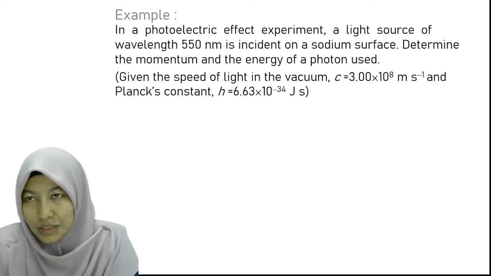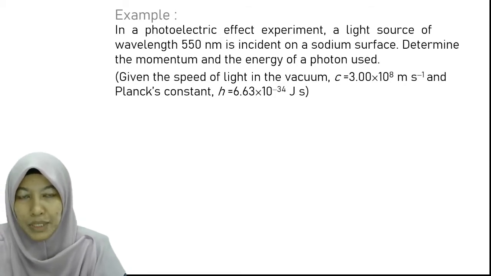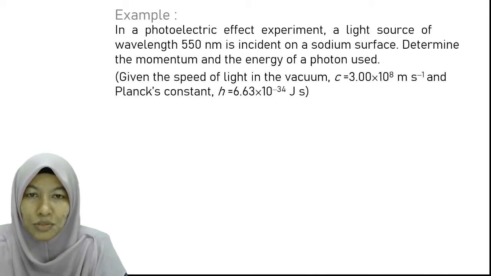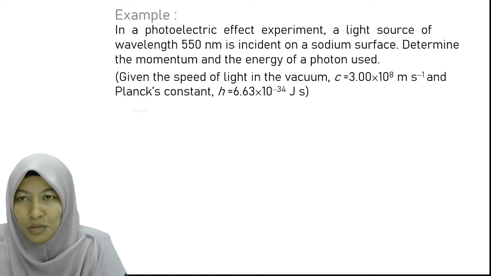The question is: in a photoelectric effect experiment, a light source of wavelength 550 nanometer is incident on a sodium surface. Determine the momentum and the energy of a photon used. Given the speed of light in vacuum, c is equal to 3.0 times 10 to the power 8 meter per second, and the Planck constant is h equal to 6.63 times 10 to the power of negative 34 joule second. How to solve this problem?